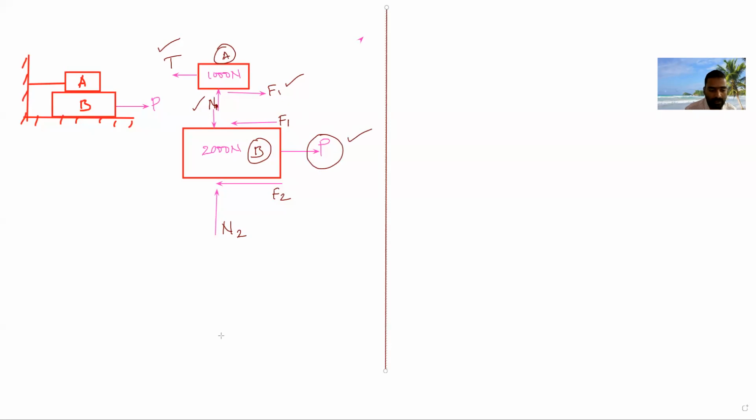When the value of P is inclined, I will take the same figure only. Instead of horizontal, I will apply the inclined force. So this is the inclined force. How much is the inclined force? That is P, and it is inclined at an angle of 30 degrees to the horizontal.